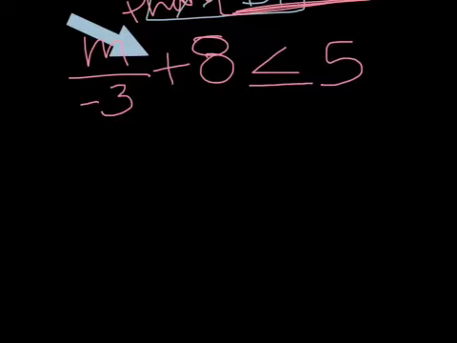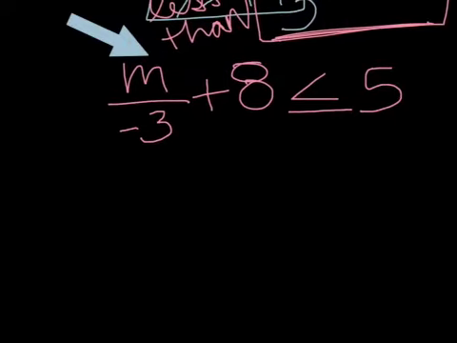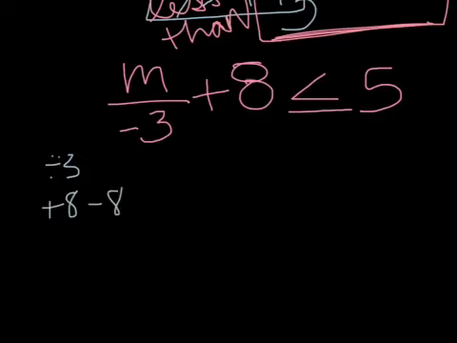So in order to solve this problem, I need to figure out what I'm being asked to do. So I am being asked to take m, divide it by negative 3, and add 8. So I divide by negative 3 and add 8. To undo that, I subtract 8 and divide by, or multiply by negative 3. So now, I follow these steps.